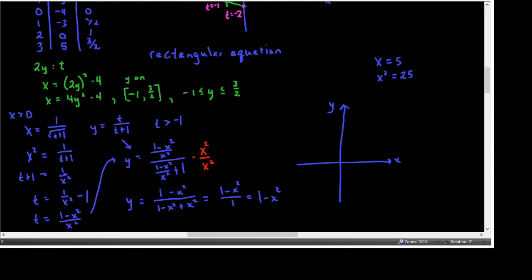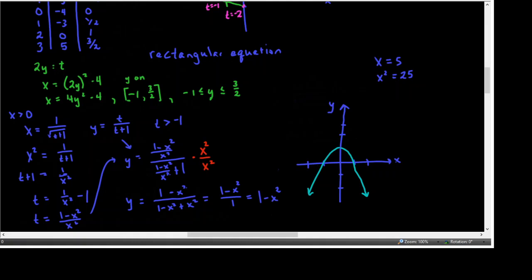So 1 minus x squared is a parabola. Because of the negative, it opens downward. And if you add 1, that shifts it up 1. So the negative reflects it over the x-axis, and then we shift up 1, and we get this parabola. Okay, this is the rectangular equation, unaltered, because I haven't yet thought about the ramifications of t being greater than -1 for this graph and x being greater than 0.